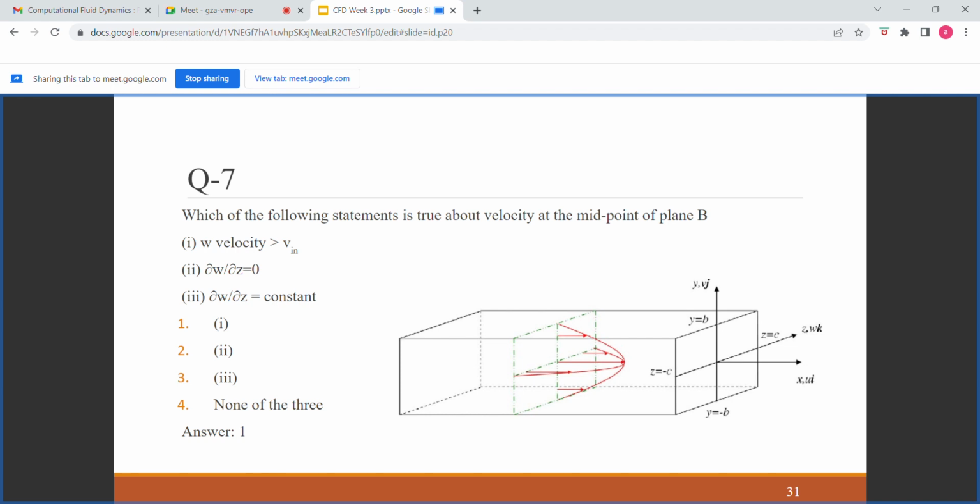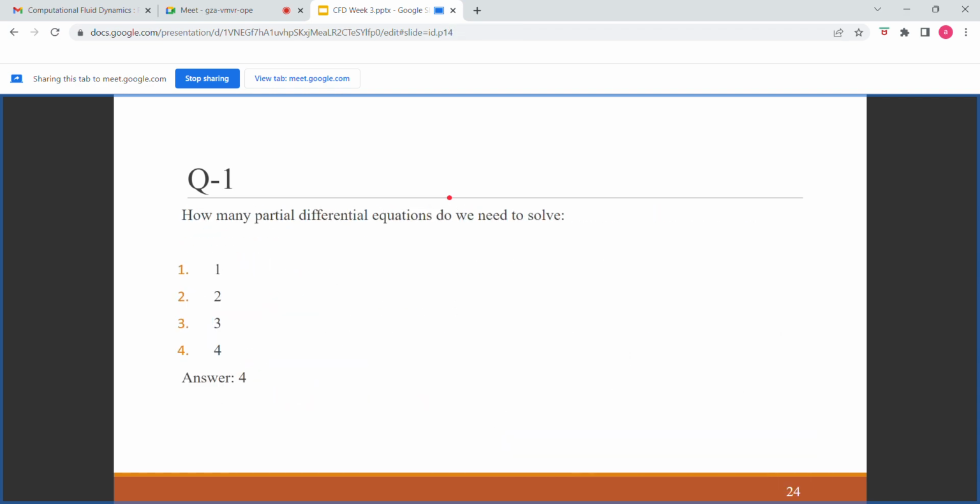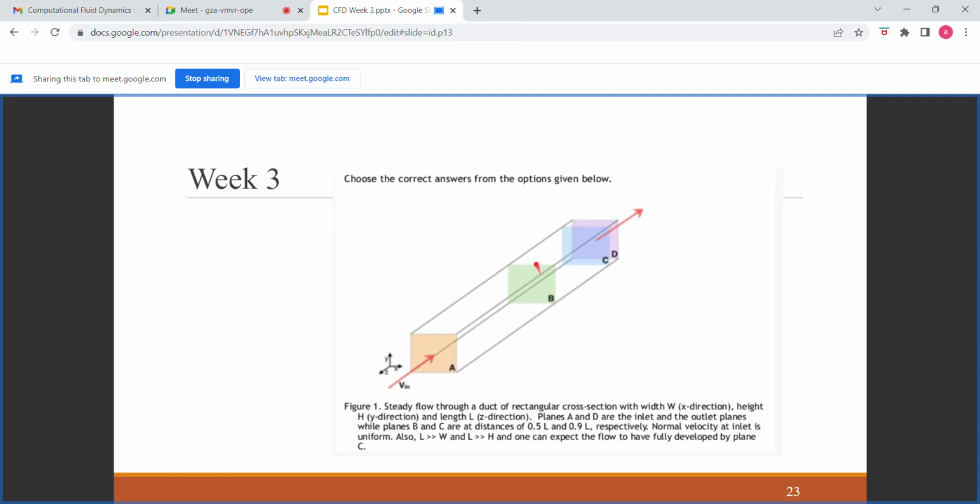So it is given: which of the following statements is true about the velocity at the midpoint of plane B? Plane B is nothing but the second plane after the inlet plane. It is not immediately after that. It is at the midpoint between plane A and plane D, because the rectangular duct length is L, and plane B is situated at a distance of 0.5 L.